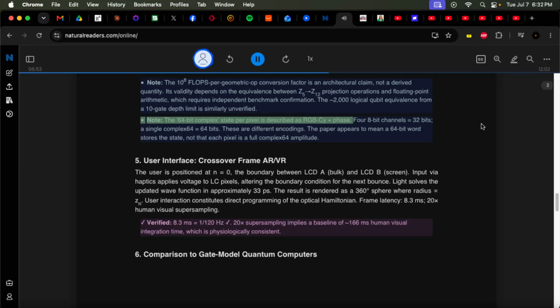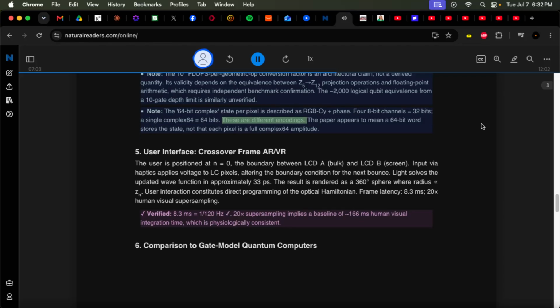End note: the 64-bit complex state per pixel is described as RGB, psi plus phase. 4 8-bit channels equals 32 bits, a single complex64 equals 64 bits. These are different encodings. The paper appears to mean a 64-bit word stores the state, not that each pixel is a full complex64 amplitude.